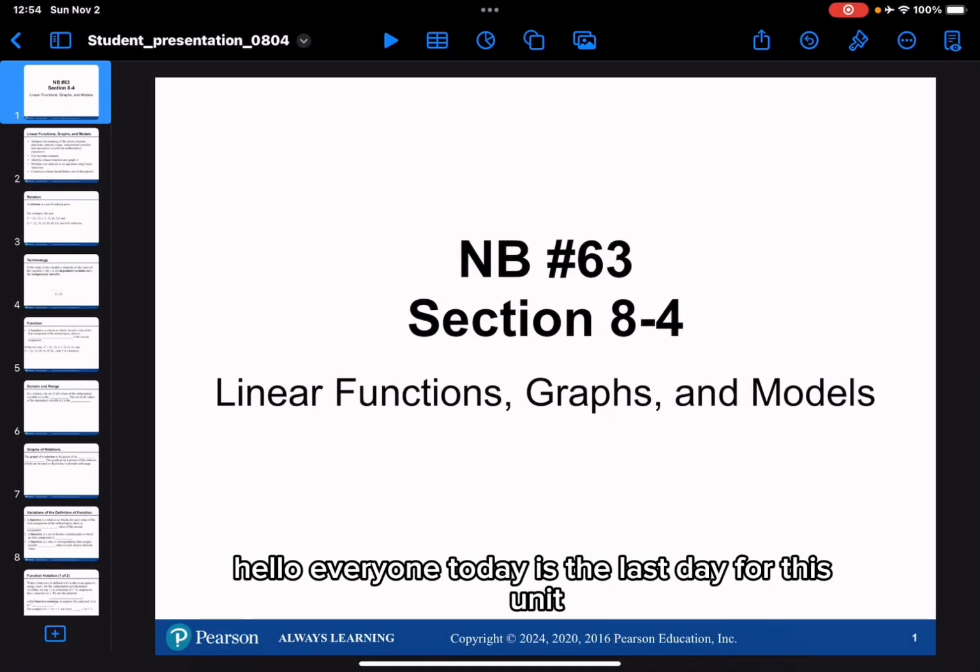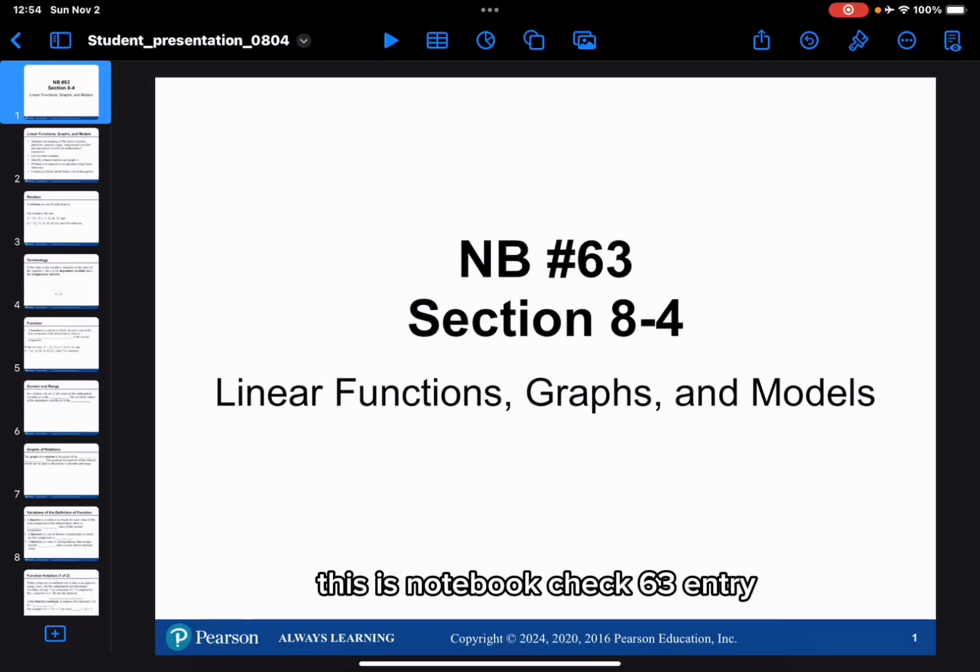Hello, everyone. Today is the last day for this unit. This is Notebook Check 63. Our unit test is this week, so be prepared and have your notes ready so we can go ahead and knock this out.